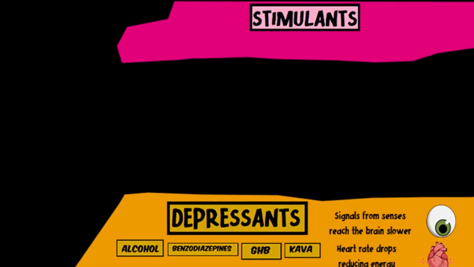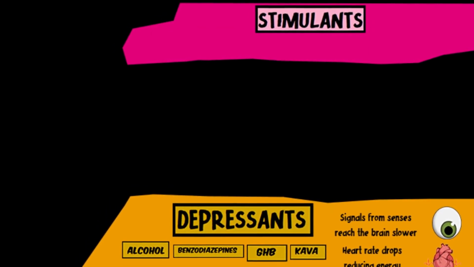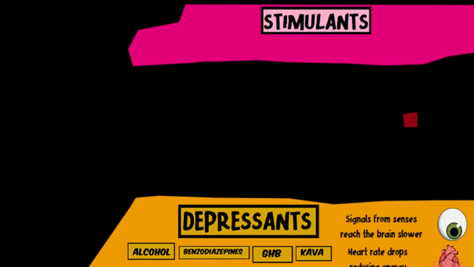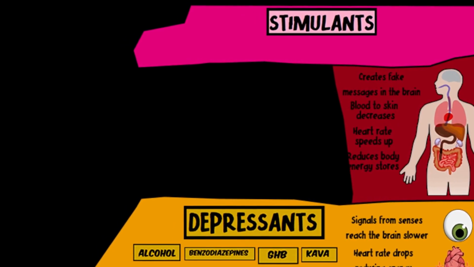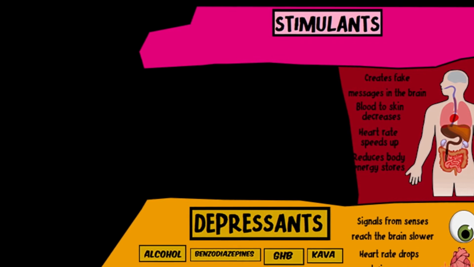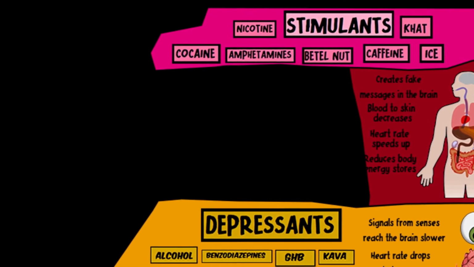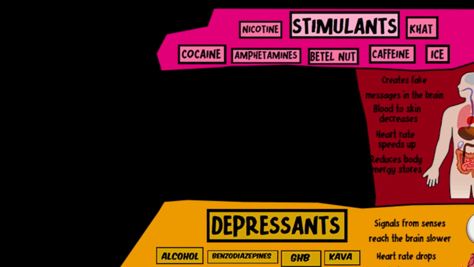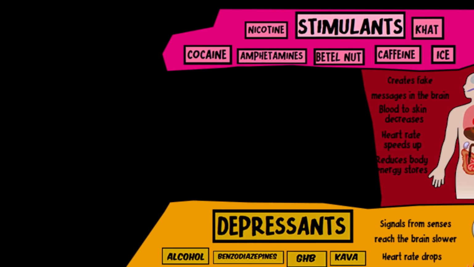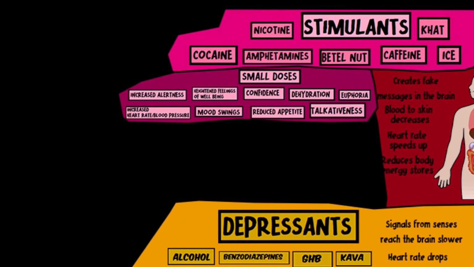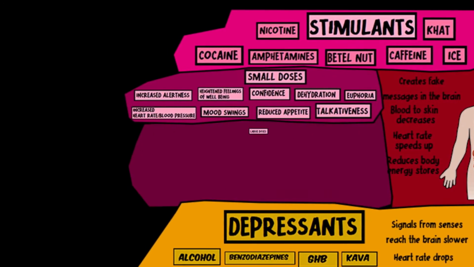Now, stimulants enhance the activity of the central and peripheral nervous system. These are drugs that accelerate the heart and elevate blood pressure while speeding up and overstimulating the body. These are the most commonly used stimulants. The effects of these drugs vary based on dependence, tolerance, and the amount. Small doses may cause the following, whereas large doses may cause these types of effects.